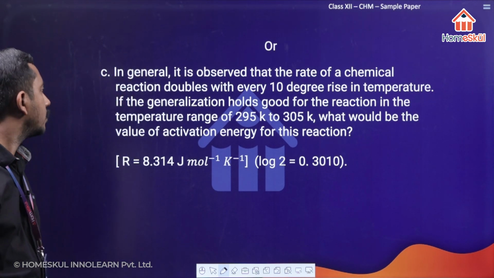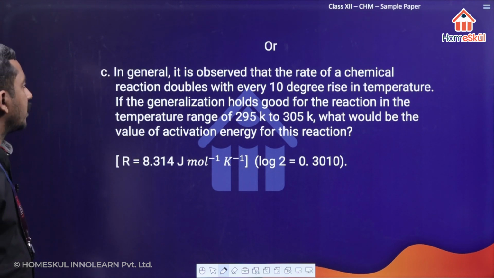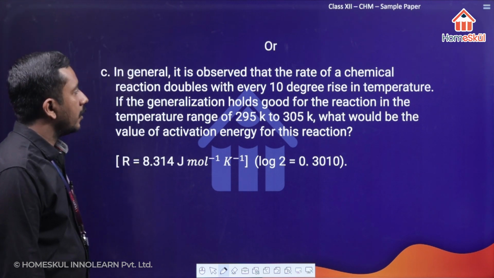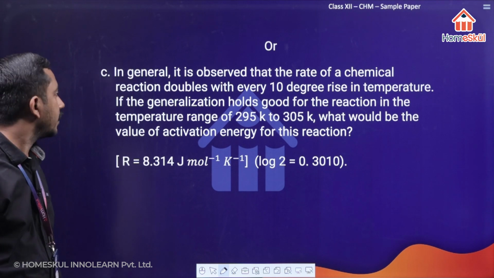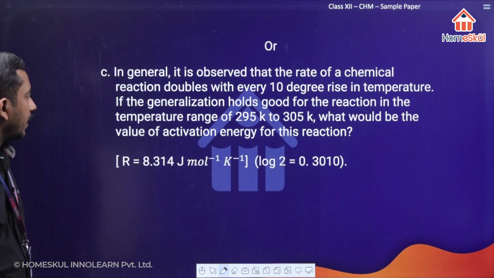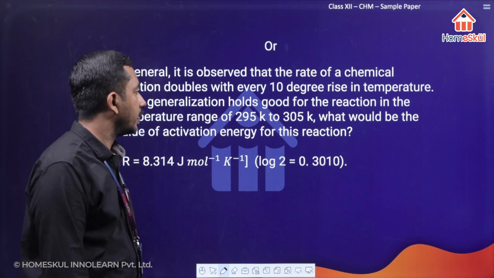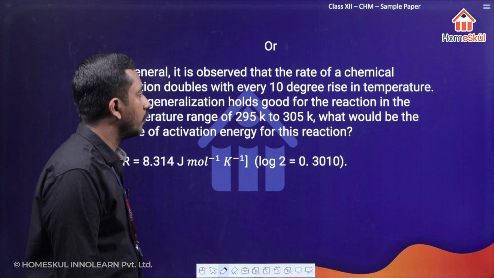And we have a choice for that question in the C part. This is a numerical question. The question goes like, in general, it is observed that the rate of a chemical reaction doubles with every 10-degree rise in temperature. That is a known fact. And if this generalization holds good for the reaction temperature which ranges from 295 Kelvin to 305 Kelvin, what would be the value of activation energy for this reaction?